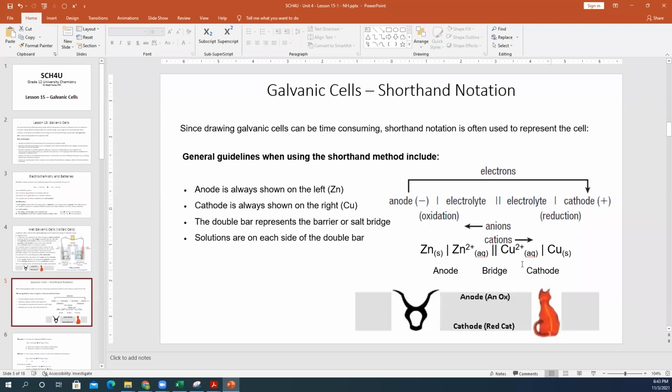And then on the right side, separated by a double vertical line is our reaction that's happening at the cathode, our reduction reaction. And exactly the half reaction that's happening at the cathode is that we have copper ions that are aqueous in solution, becoming reduced to solid copper atoms. And that is the shorthand notation or cell notation, a shorthand way of representing the reactions of a particular galvanic cell or particular voltaic cell.